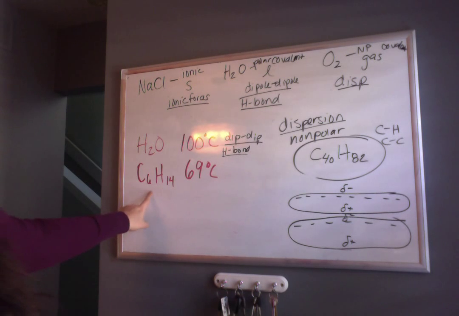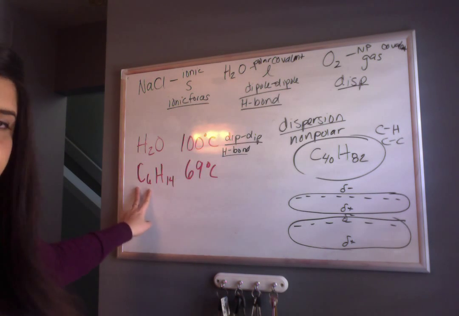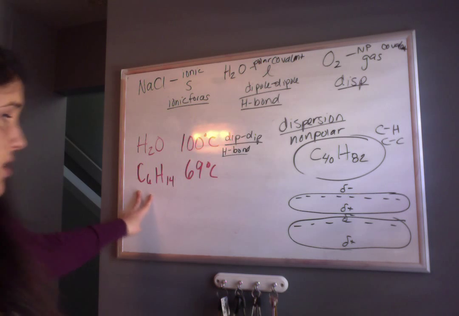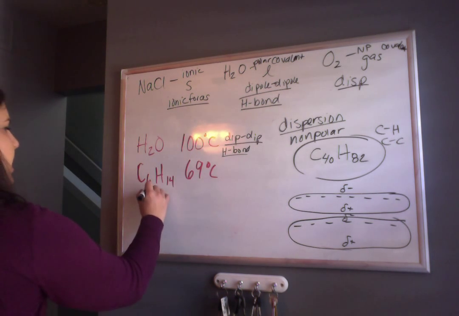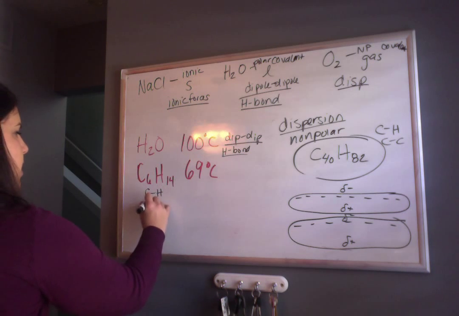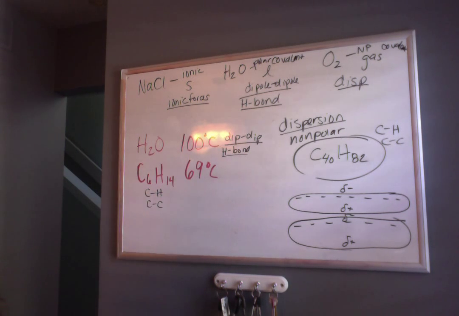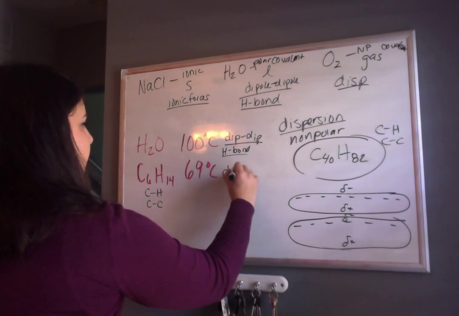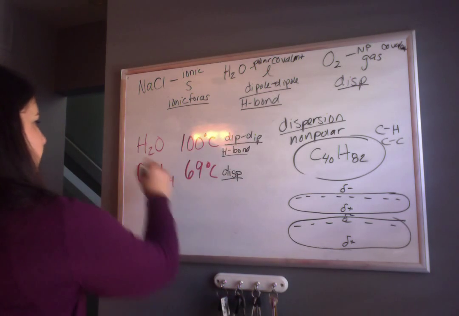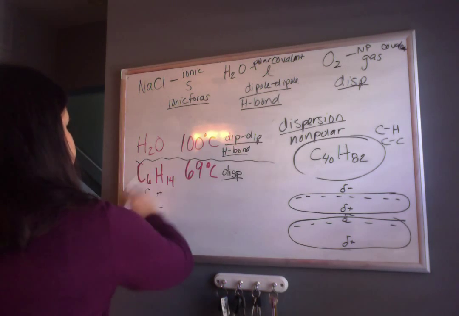Okay, and then what kind of intermolecular forces does hexane have? Again, I don't want to draw the whole thing out, so I'm just going to think about what I actually have in there. The only bonds that I could possibly make are carbon-hydrogen or carbon-carbon. Again, no polar bonds. Therefore, my molecule is nonpolar. So if it's nonpolar, the only intermolecular force I can have is dispersion.